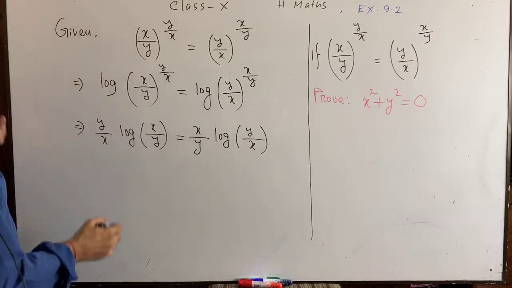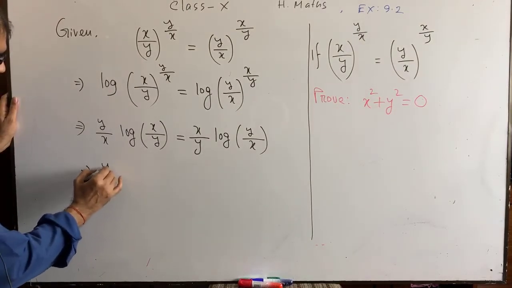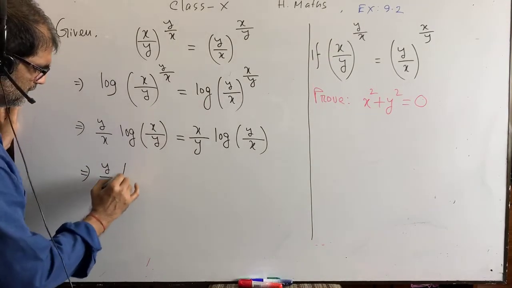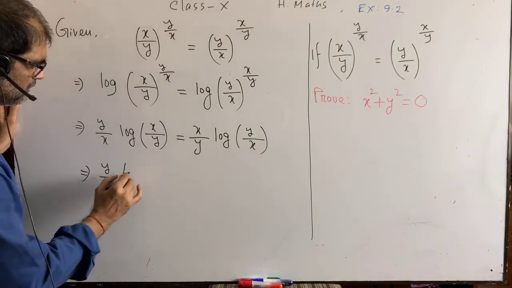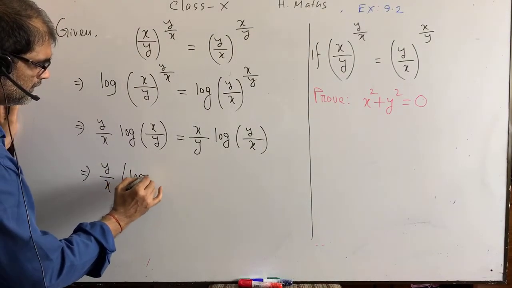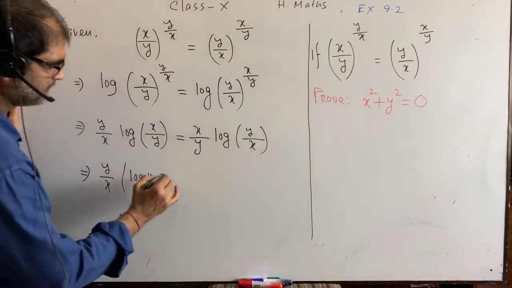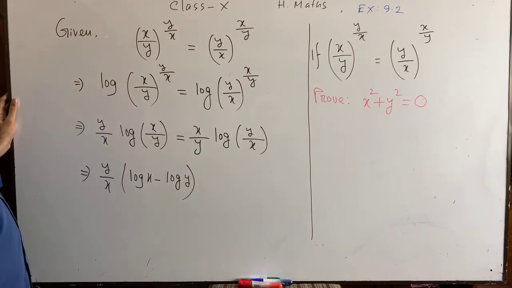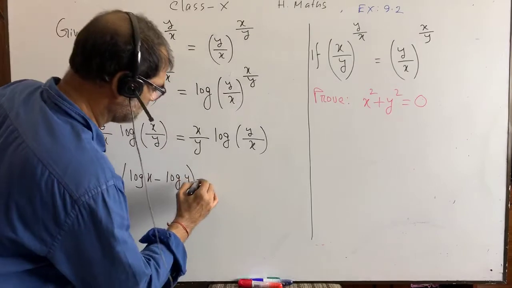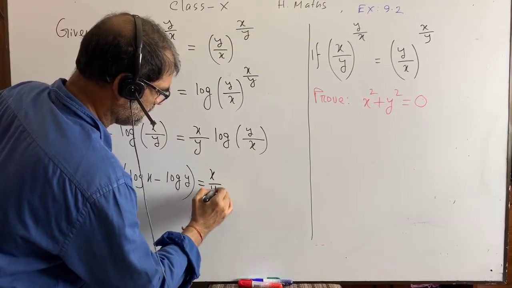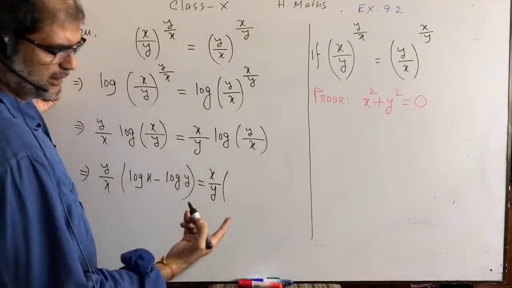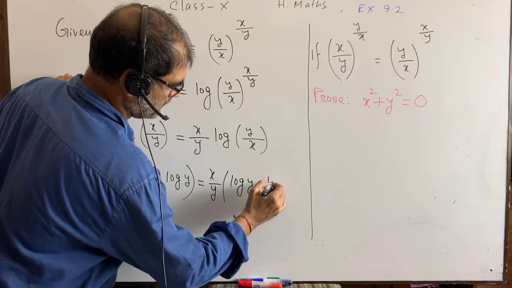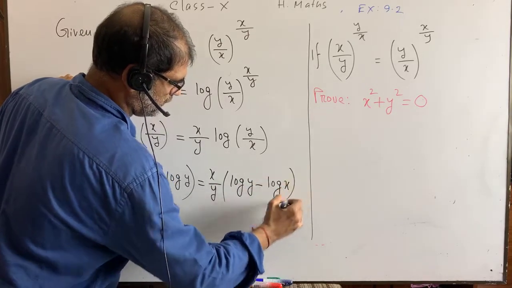Now what should we do? You see again, y by x. Now I can put it into the formula. Okay, during division it is subtracted. Very good. Write down log x minus log y. Okay, now we can also write here x by y. Similar: log y minus log x.